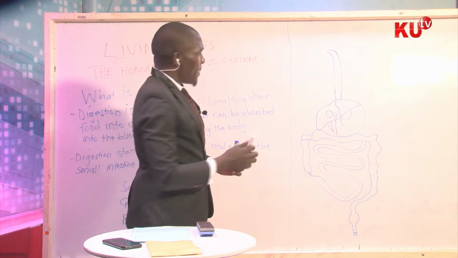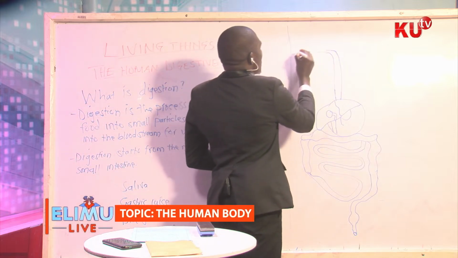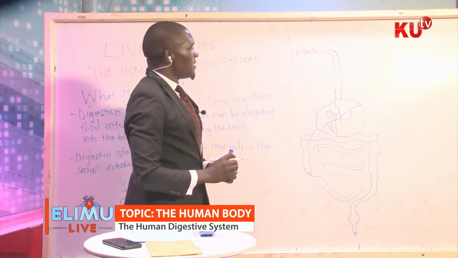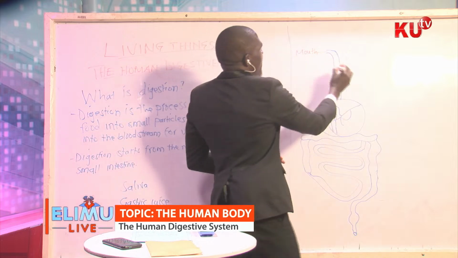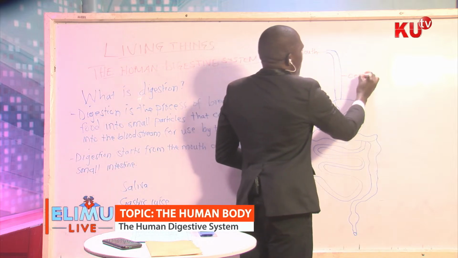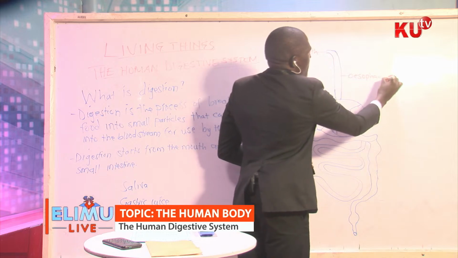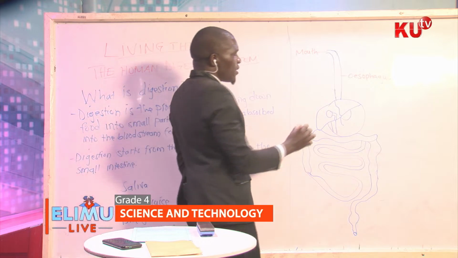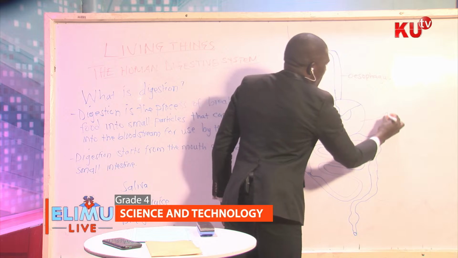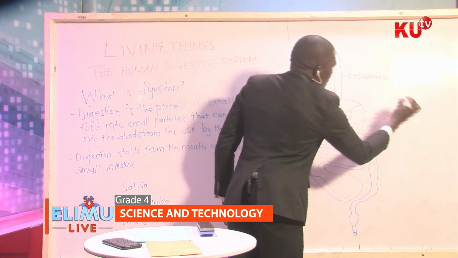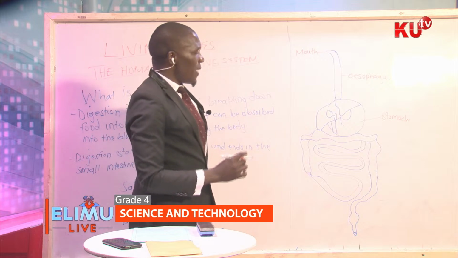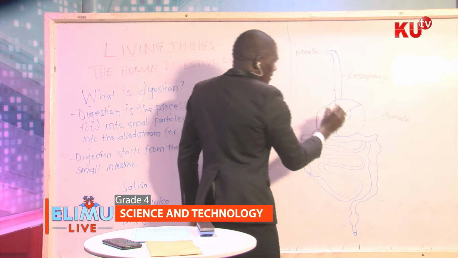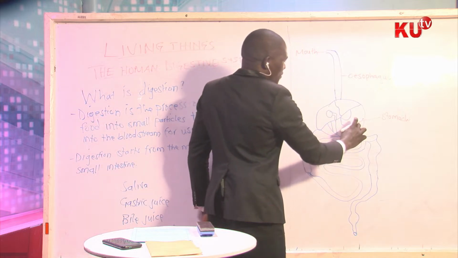So part number one, we normally have the mouth. As you eat, your food goes to the mouth, then it comes to the esophagus. From the esophagus, food goes to the stomach. As the food reaches the stomach, this is where a lot of activities are done. Like number one, we have the gastric juice that will be produced in the stomach.